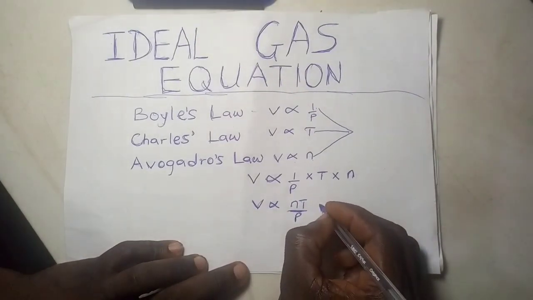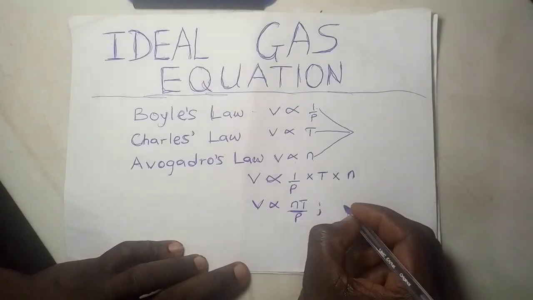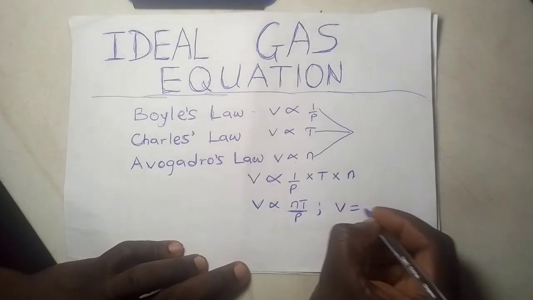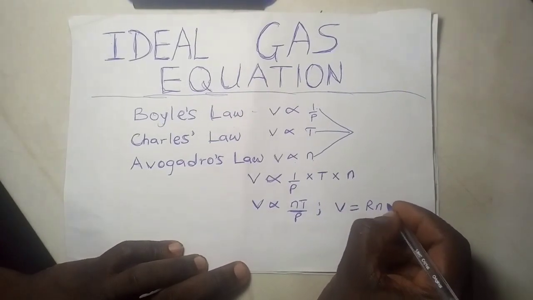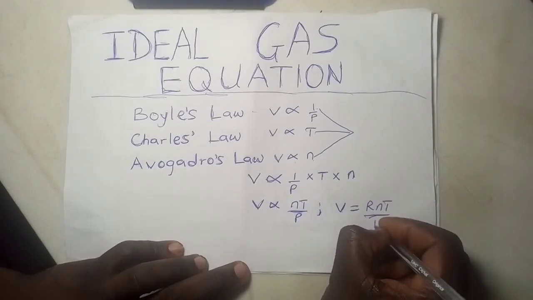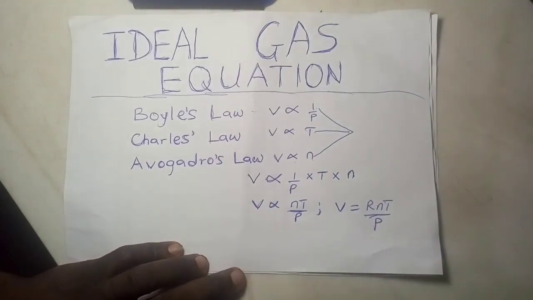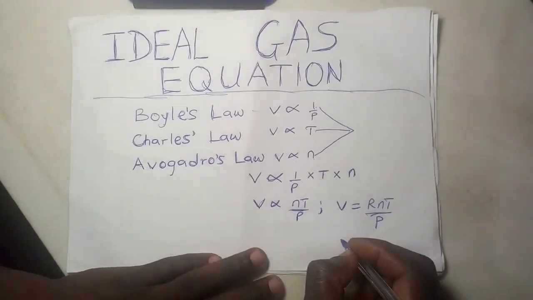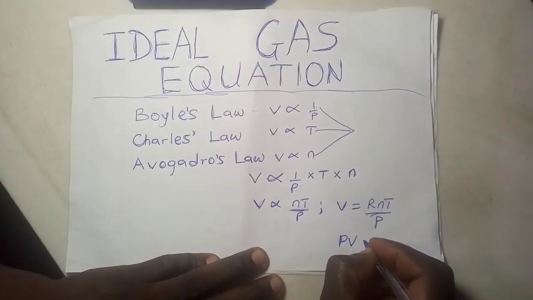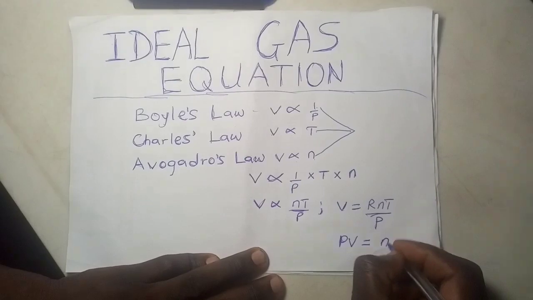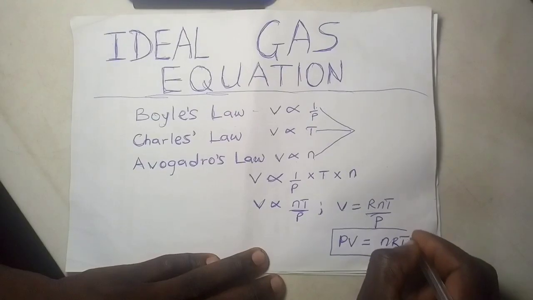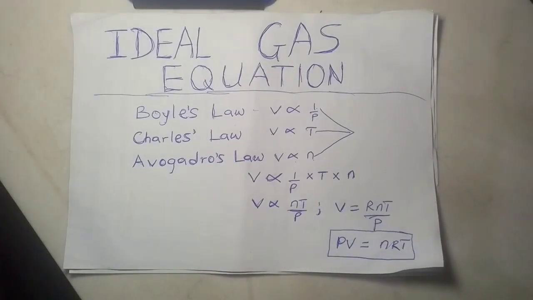Okay, so if you introduce the sign of proportionality, the constant, you are going to have V is equal to RNT over P, where R is our constant called the molar gas constant. So by rearrangement, you are going to have PV is equal to nRT. Okay, this is our ideal gas equation. Do you understand? That is how we derive the ideal gas equation.